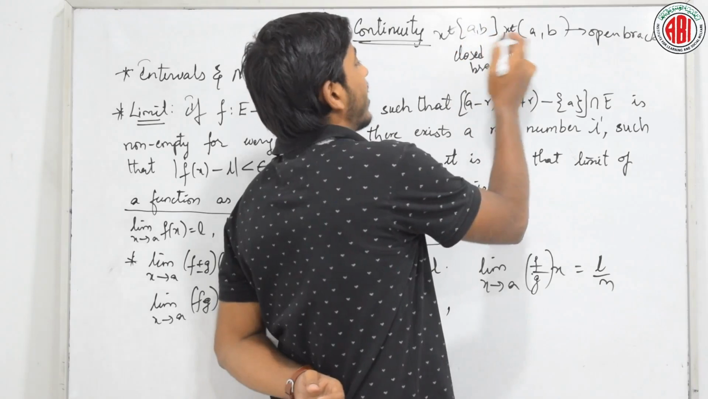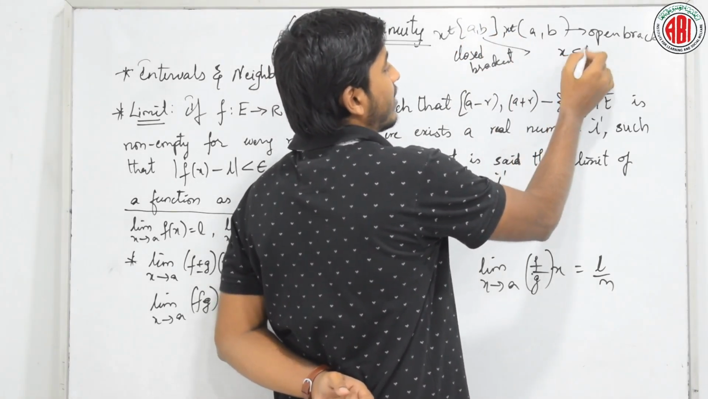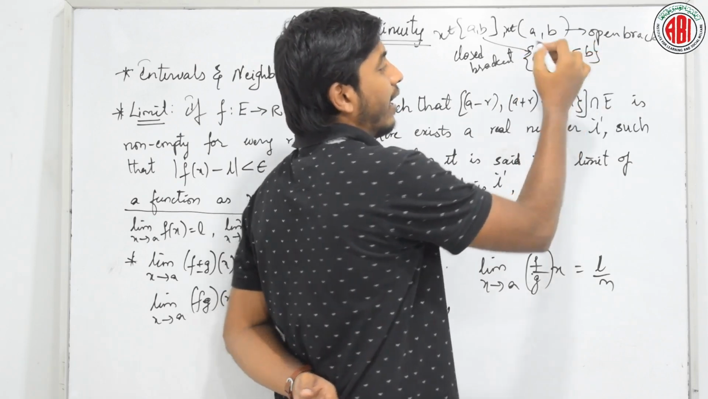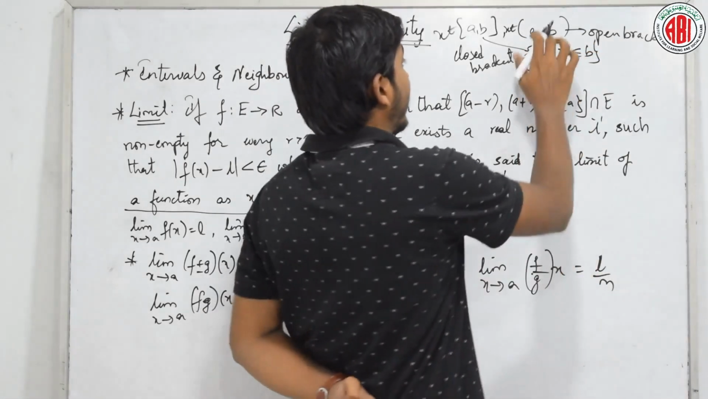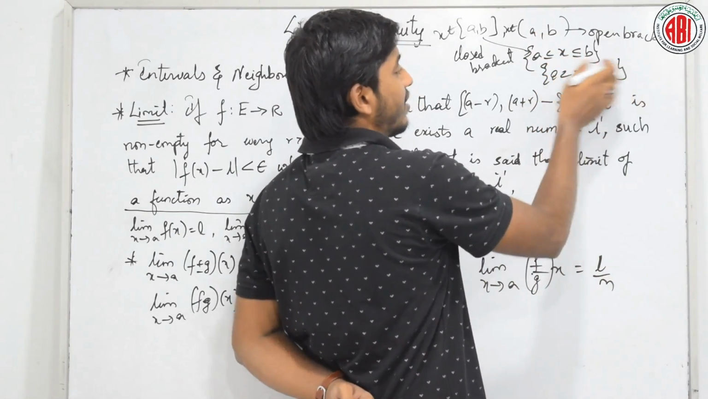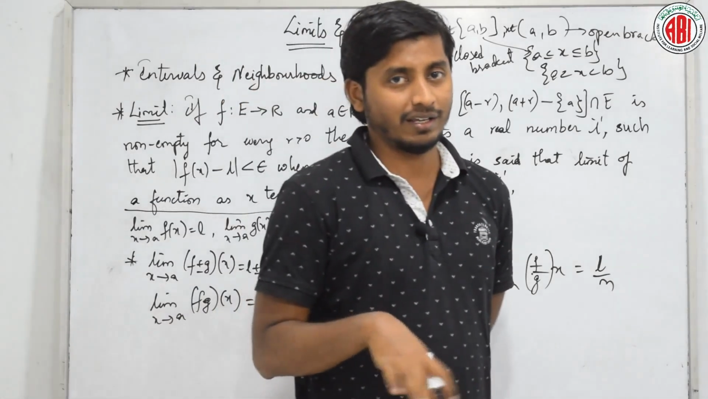Right? How to tell? This can be written as x is less than or equal to b and greater than or equal to a. Clear? Here it tells that x lies between a and b. It doesn't mean they are equal to a and b. Clear? Is it okay till here?